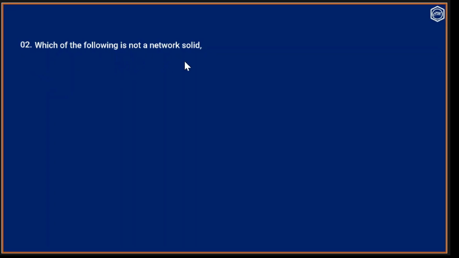Which of the following is not a network solid? 1. SiO2, 2. SiC, 3. Aluminum nitride, AlN, 4. H2O. So SiO2, SiC, silicon carbide, and aluminum nitride all are network solids. And H2O is hydrogen bonded. So the answer is option 4.